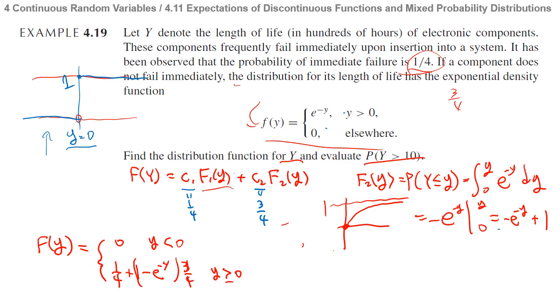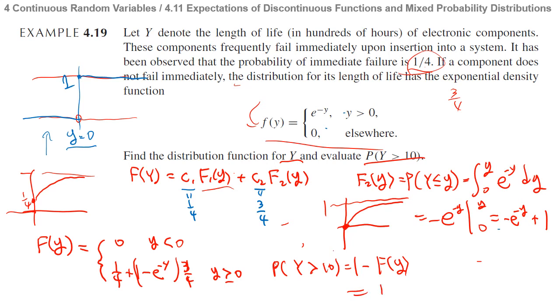Okay, and so the shape of F_Y would look like 0 until 0, and there's a jump of 1 over 4, and it goes to 1, something like this. That's our distribution function. And P(Y > 10) is 1 minus F_Y(10), so we put 10 here: 1 minus, 1 over 4 plus 3 over 4 times 1 minus e to the minus 10, and then you will find the answer for this question. Okay.